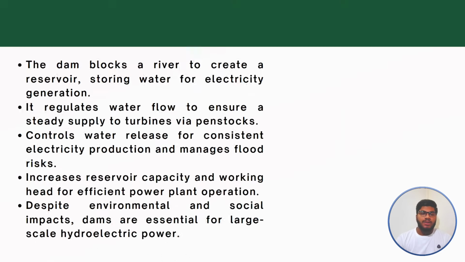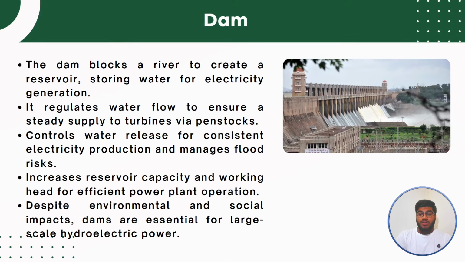Now let us discuss the next component, that is the dam. This is the main component which we are going to use for the hydropower plant, where the dam blocks a river to create a reservoir, storing water for electricity generation. It regulates water flow to ensure a steady supply to turbines via penstocks, controls water release for consistent electricity production, and manages flood risk. It also increases the reservoir capacity and helps in efficient power plant operation. Despite environmental and social impacts, dams are essential for large-scale hydroelectric power. So this is mainly about the dam.